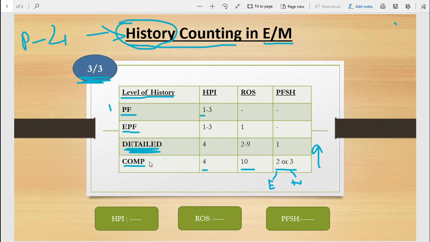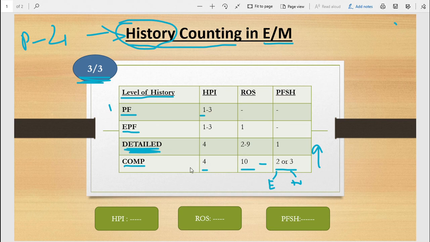So one more example I am going to give. Suppose in your report there are 10 ROS. 10 ROS means it's coming in the comprehensive level. PFSH also has 3 points given. But what happened in the case of HPI? Not a total of 4 points are given. Suppose in your report only 2 points are there in HPI. So 2 points means we should not give comprehensive because it's a 3 by 3 criteria. All 3 should be met.